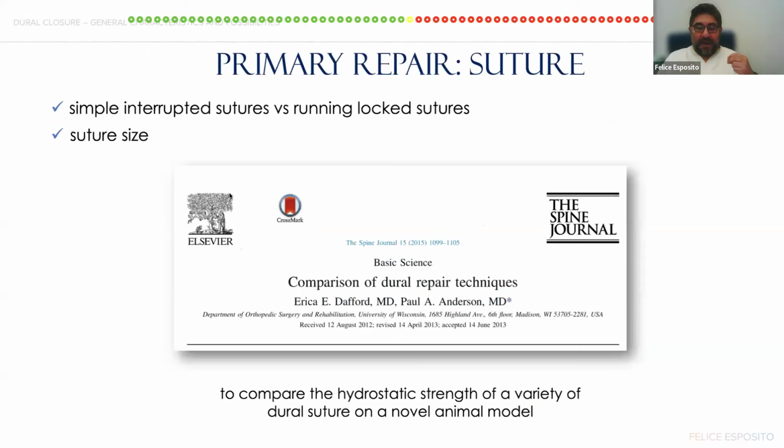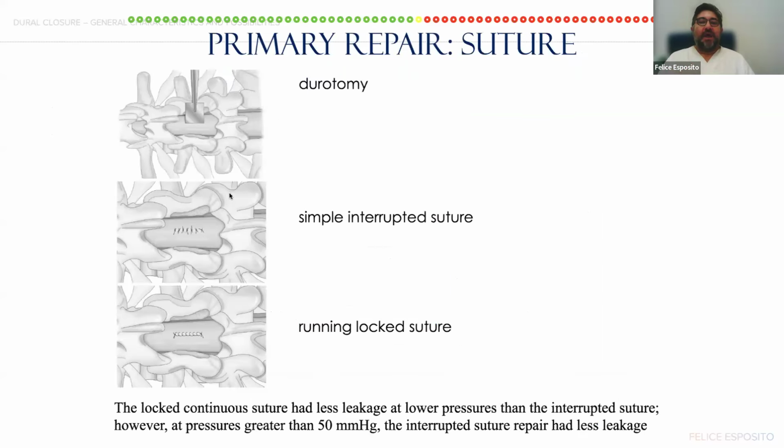If we have to primary suture the dura mater, what technique do we have to use? Interrupted suture, running locked sutures. There are some studies that show that running locked suture is better than simple interrupted suture, and other studies that show that the smaller the suture is, the better the results are.